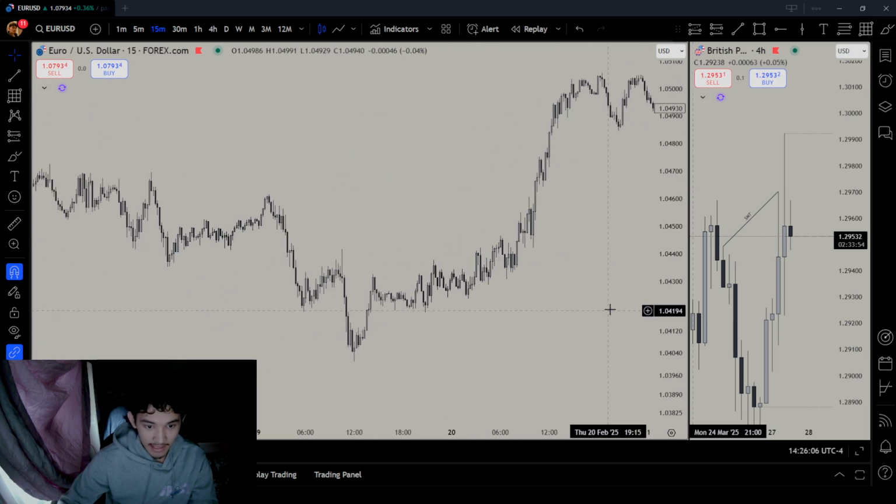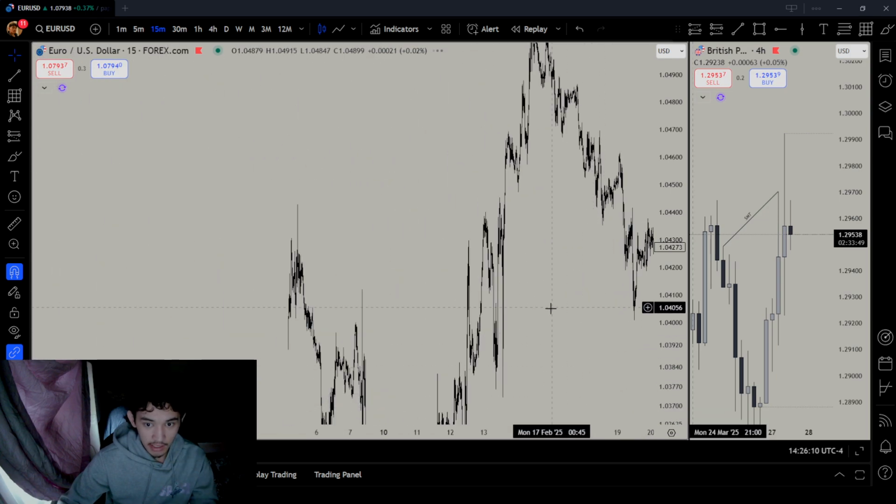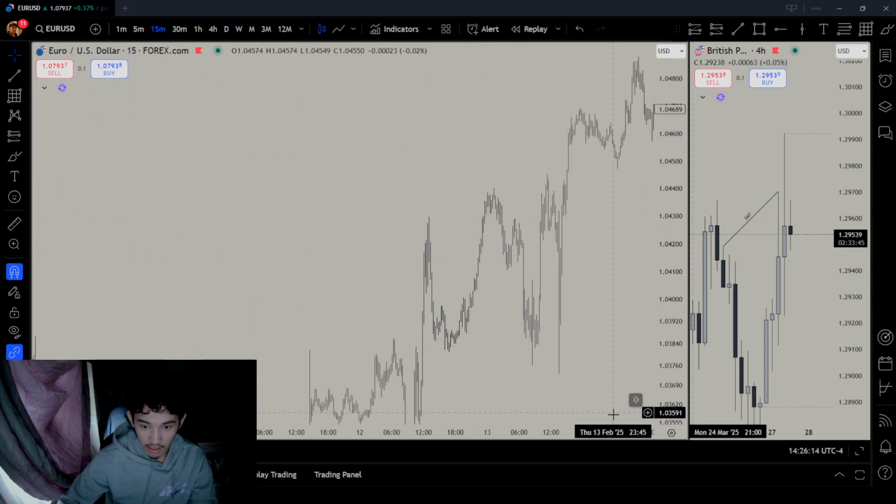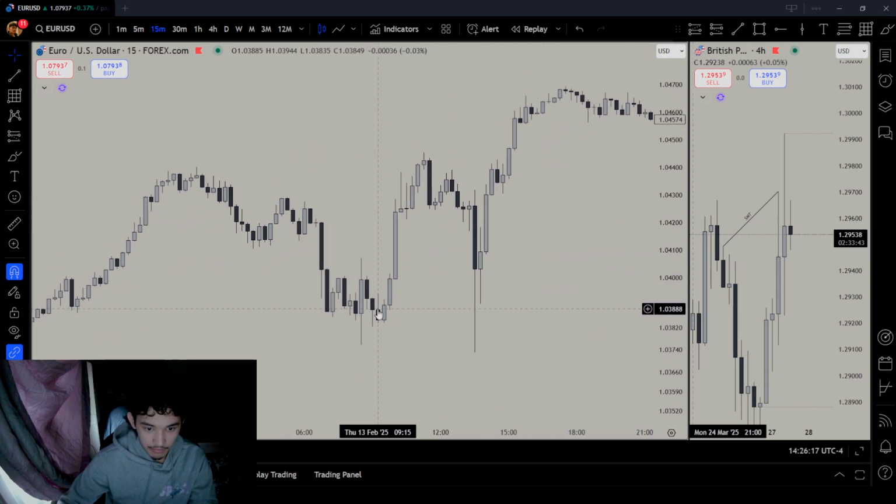Did I ever have a trade where just consecutive bullish candle closures upside and tap the body? Yes, we did. This right here is another example.